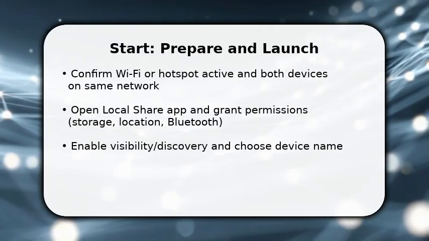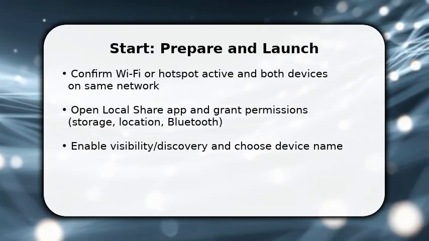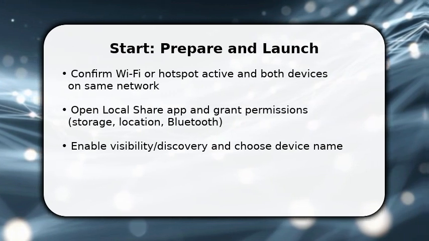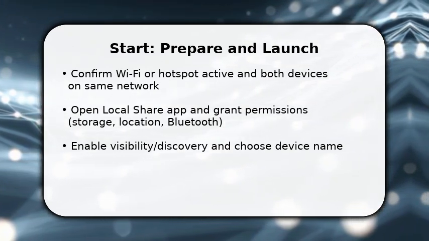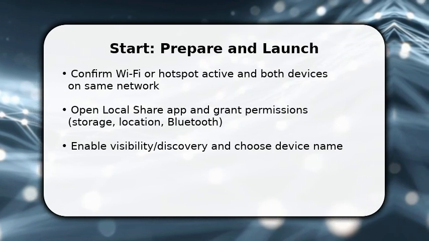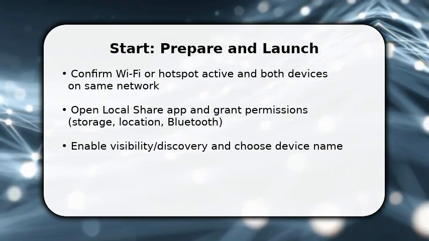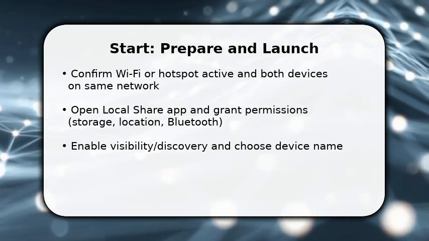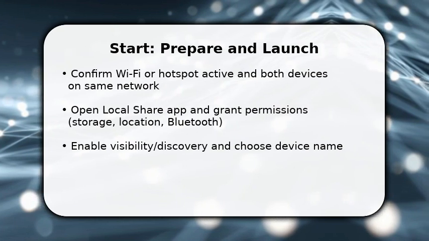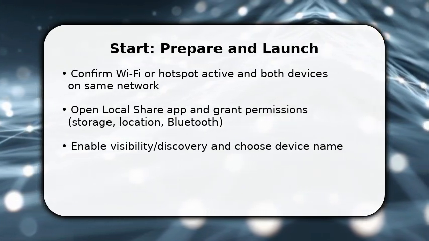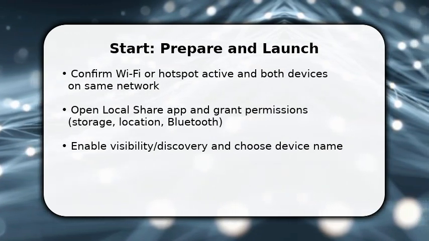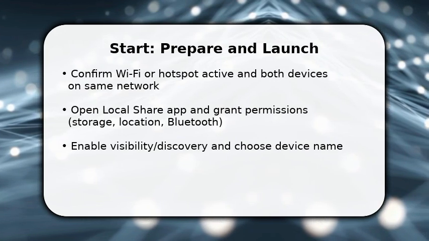You begin by making the connection possible. Confirm Wi-Fi or hotspot is active and both devices are on the same network. Open Local Share and grant required permissions so transfers won't fail. Storage and location are common blockers. Once done, enable device visibility and set a clear device name so recipients identify you quickly. Don't stall. Start a new transfer immediately and pick the file types you'll send to verify the link works.